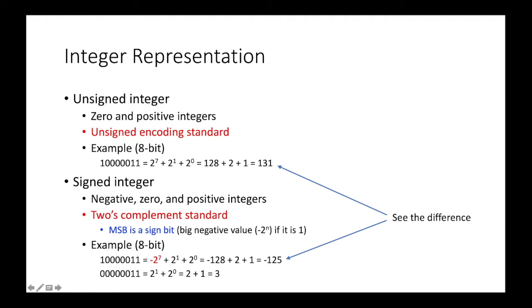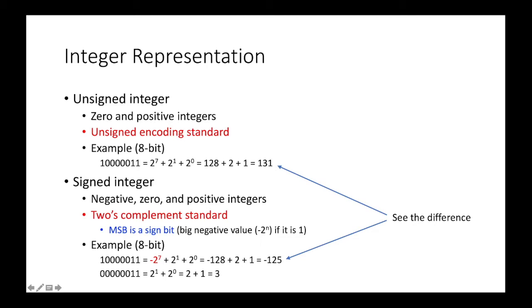Signed integers represent negative, 0, and positive integers, and the most widely used standard is 2's complement. 2's complement standard is exactly the same as unsigned encoding, except that the most significant bit is a sign bit, and that represents a big negative value if it is 1.